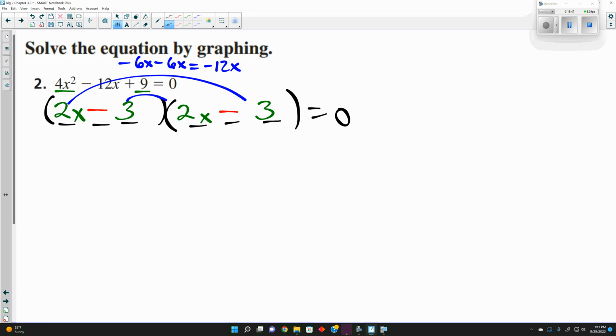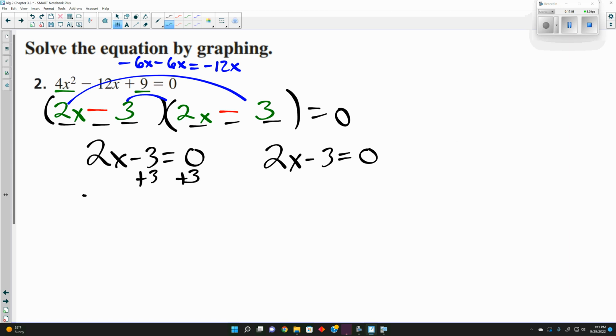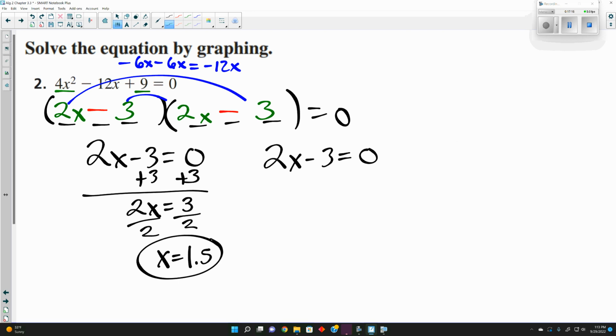So one of these two has to be 0, yes? So we're saying 2x minus 3 is 0, yes? Or, aren't those the same thing? So here, we can add 3, which tells us 2x is equal to 3. So we get 1.5 or 3/2, yes? Isn't that the value we found? I mean, we can do the same thing on the other side.